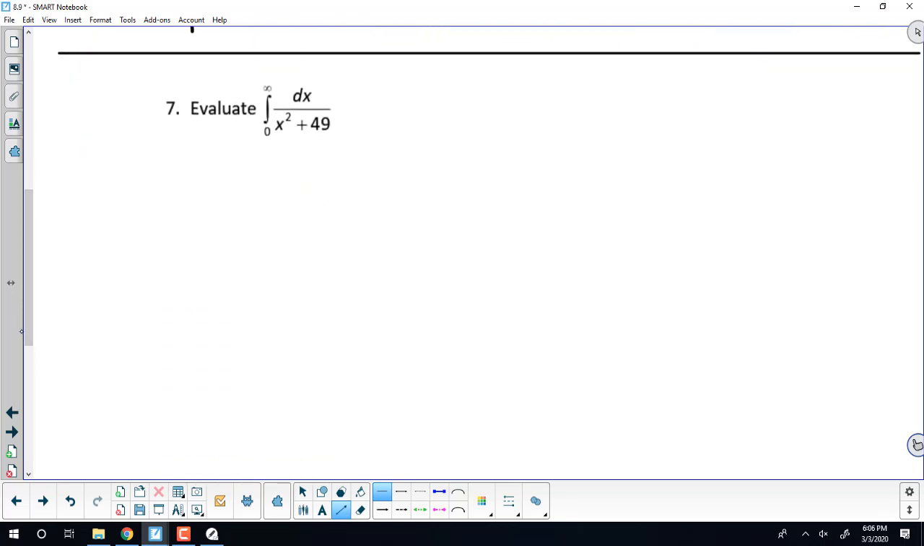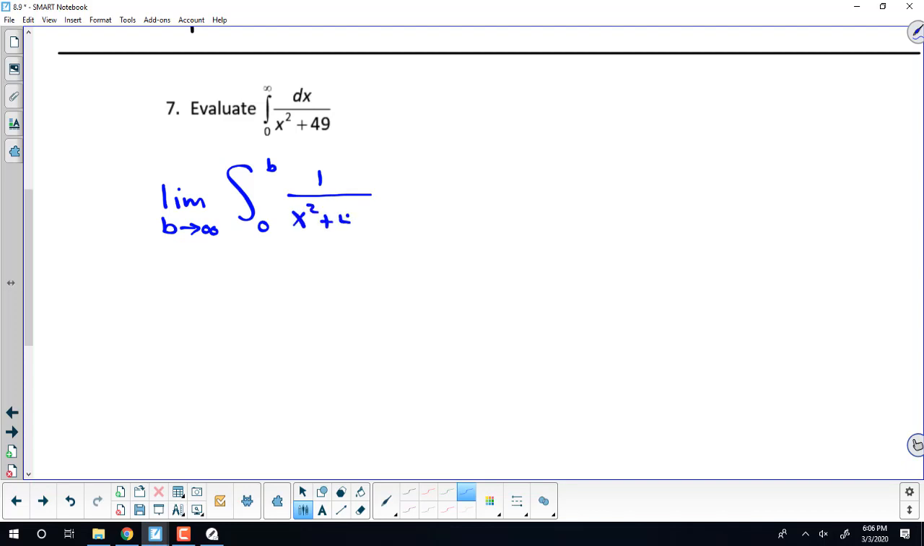So the example 7, the improper piece is now the upper limit of integration. We'll just call that b. And we've got to compute the limit as b approaches infinity. Our function is 1 over x squared plus 49. So how do we find the antiderivative of that? Trig substitution? Yeah, trig substitution would work.